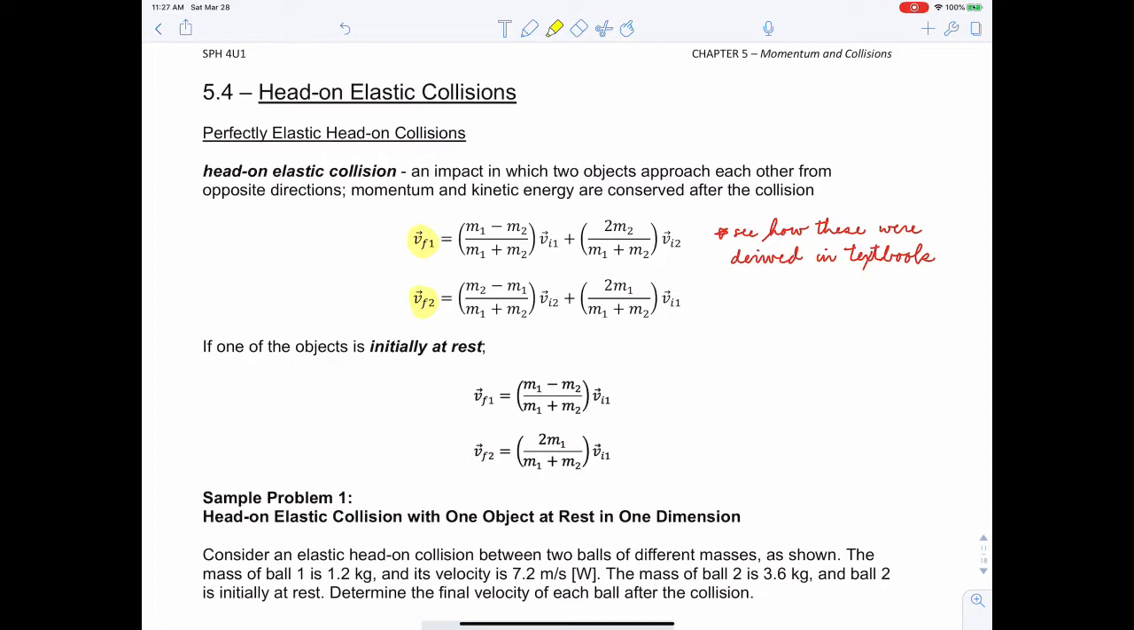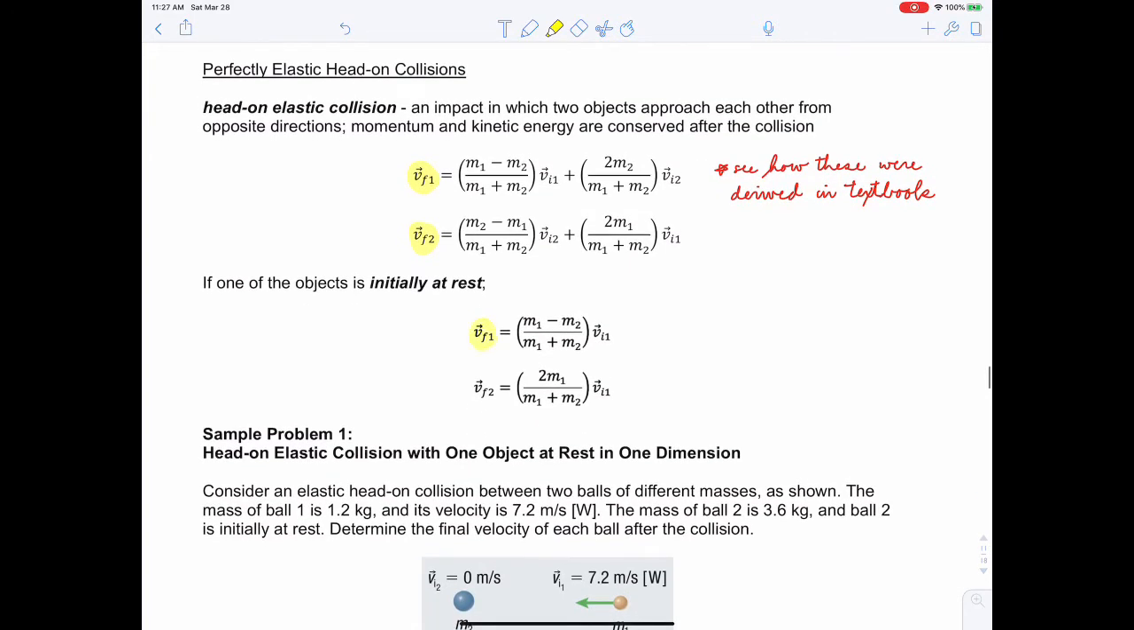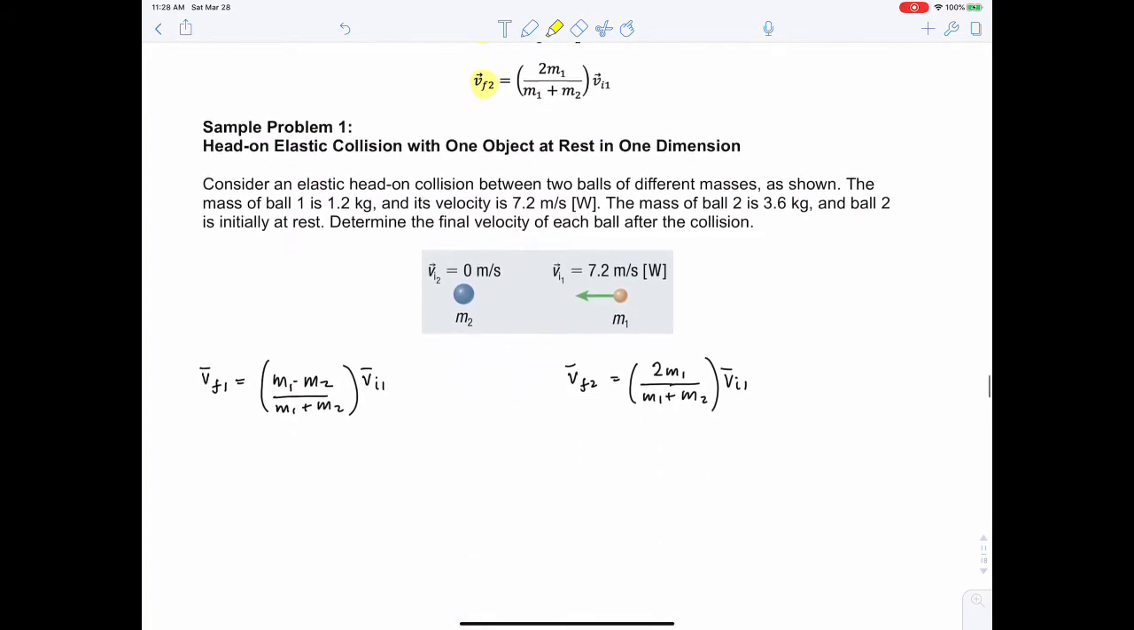We'll also look at a special case in which one of the objects is initially at rest. And we have two simplified equations, one for the final velocity of object number 1 and one for the final velocity of object number 2, in which object number 2, in this case, is initially at rest. Look carefully at these equations and compare them to the ones that you have in your notes. I had to make a change. There was a small correction, so just make sure they read as they do in this video.